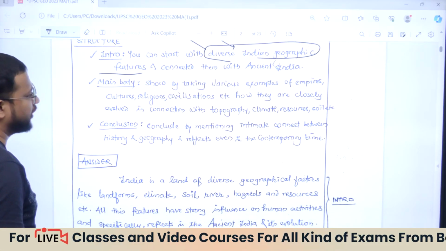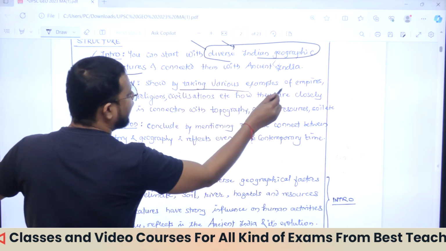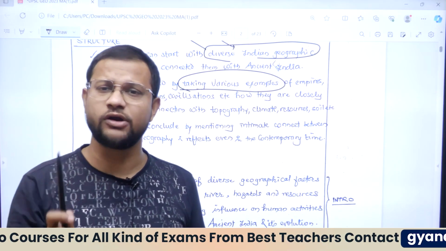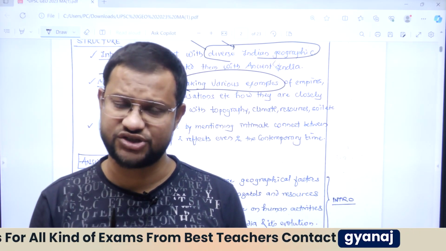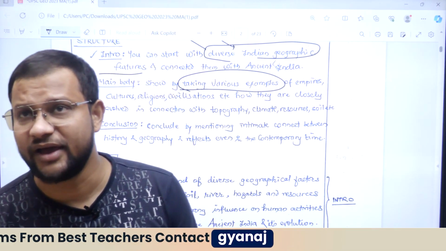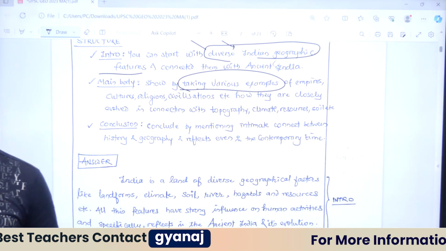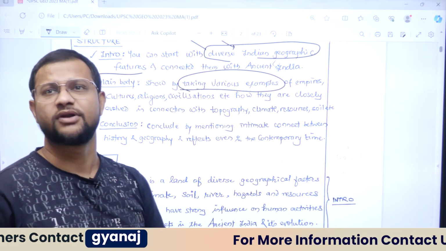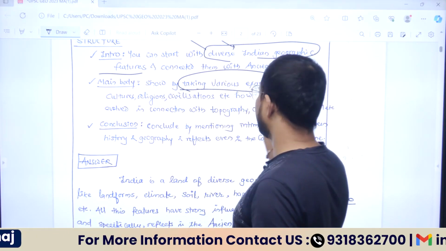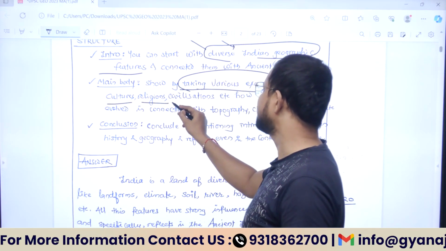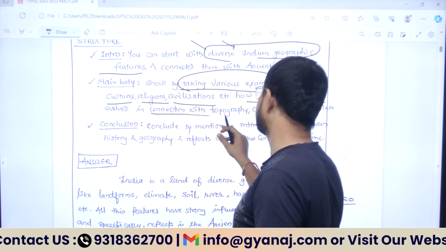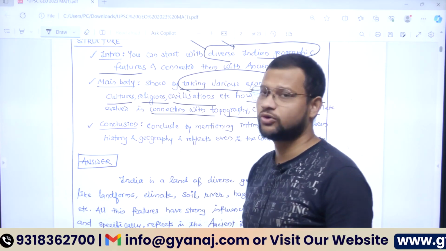So what is the body? By taking various examples, your answer should have, almost always, all your arguments substantiated with examples. If there are no examples in the answer, you have to bear a price for that, if the argument is rather blind. So, of empires, cultures, religions, civilizations, etc., how they are closely involved in connection with the topography, climate, resources, soil, etc., geographical factors.